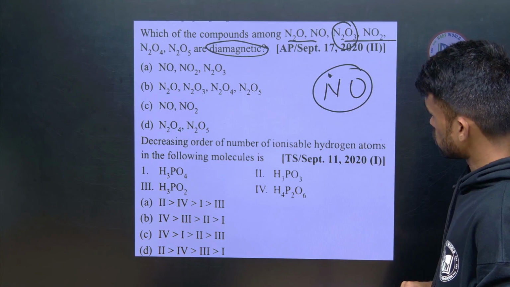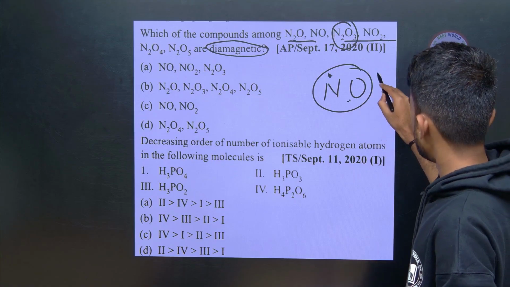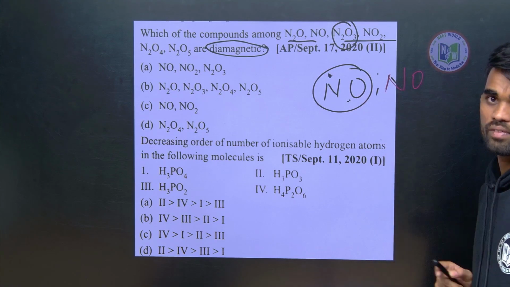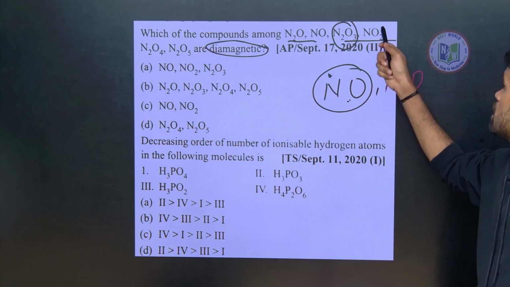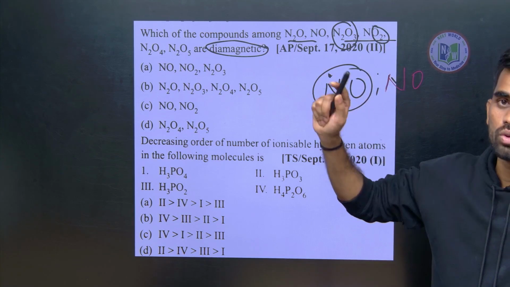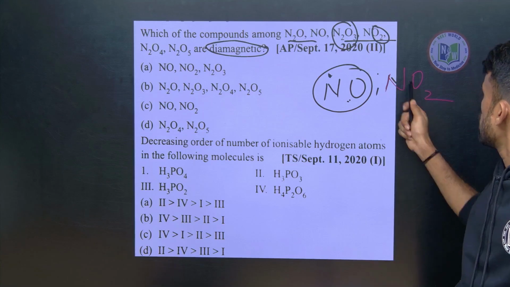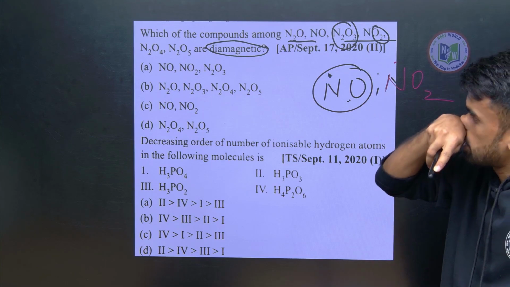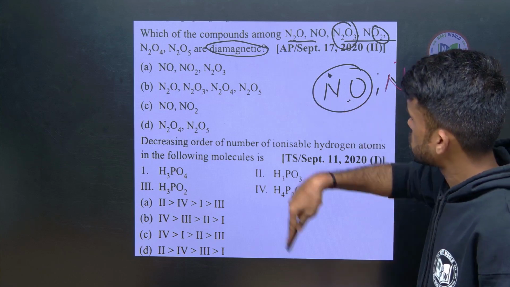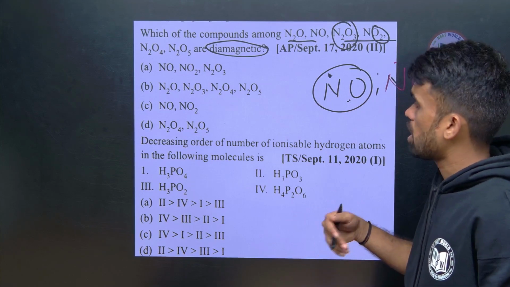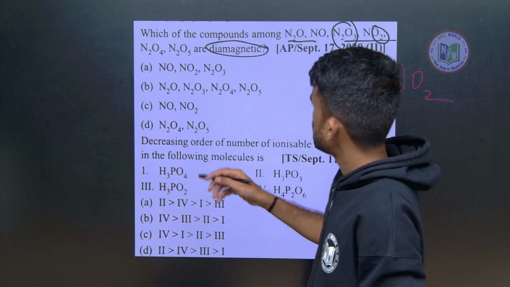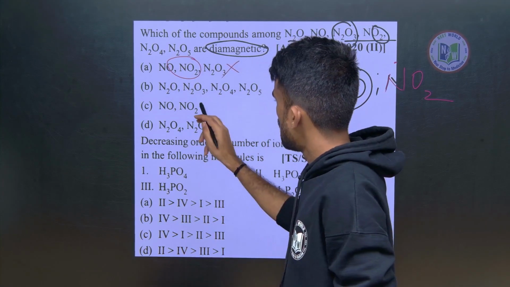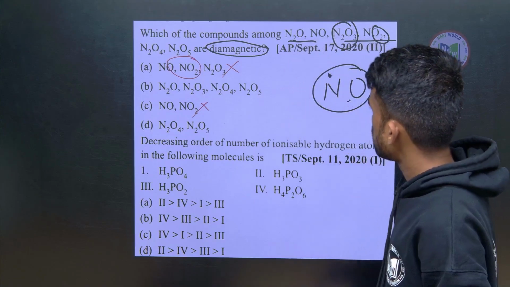And NO2 also. Look here, nitrogen has 5 electrons, but oxygen is divalent, so 2 oxygens are attached. It means one unpaired electron is remaining. So these two are paramagnetic substances. If they are present in the options, those will definitely be paramagnetic only. So this is paramagnetic and this is also a paramagnetic substance.